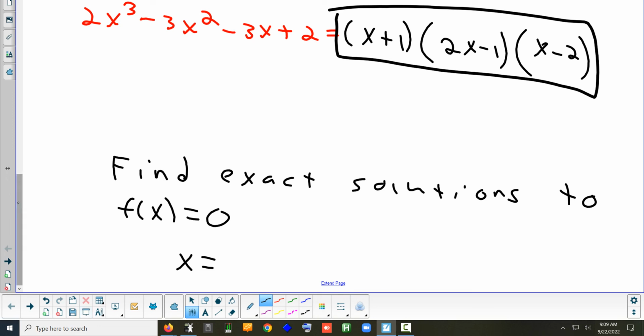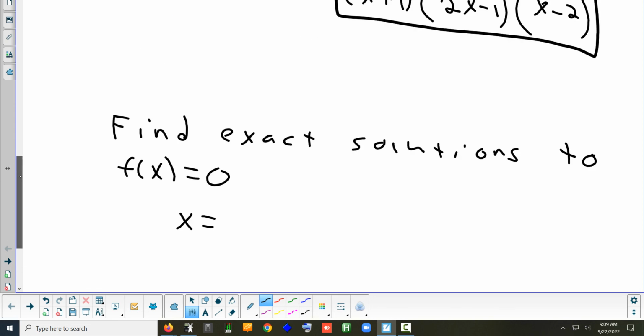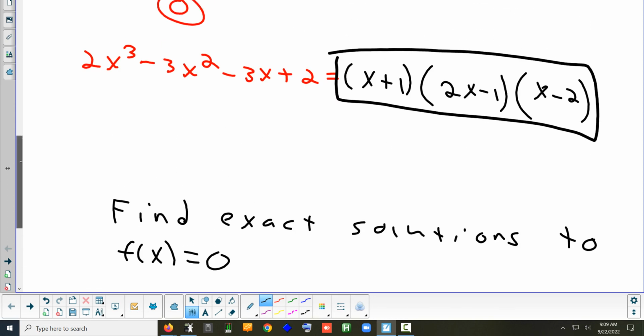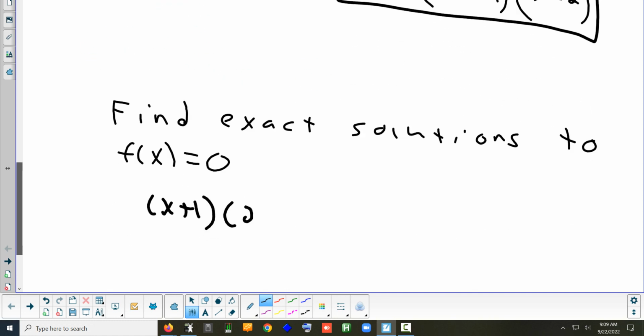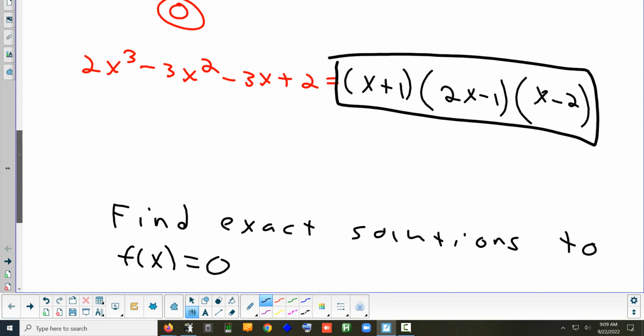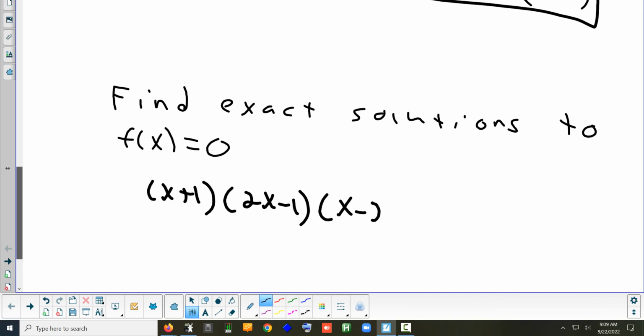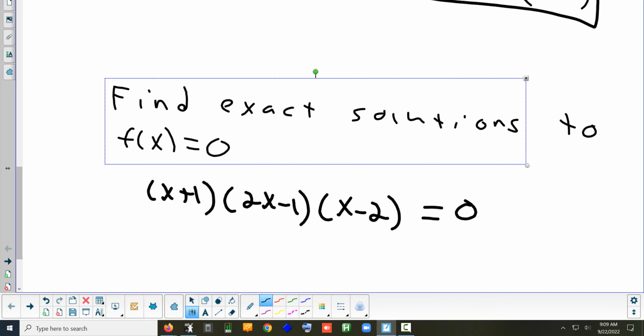So in a problem like this, I would give you that black box. I would already factor that part for you, especially if the exponent was a 3, because that's hard to do. So we've got x plus 1, 2x minus 1, and x minus 2. And I want to know, where does our formula equal 0? That's what I'm trying to figure out.